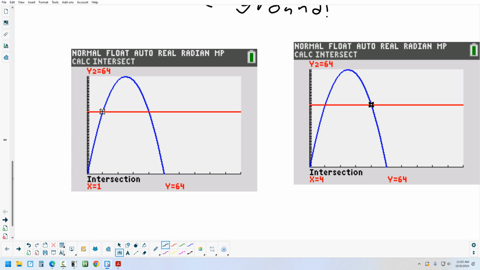Ben? After 1 second, is that? Okay, so after or equal to 1 second. And before 4 seconds? Before or equal. So it's between 1 and 4 seconds. Before 1 second, it hasn't gone high enough yet. After 4 seconds, it's already on its way back down, and it's under 64 feet.